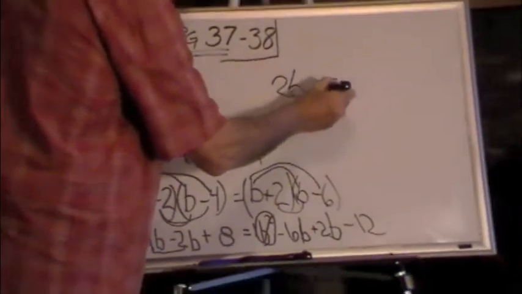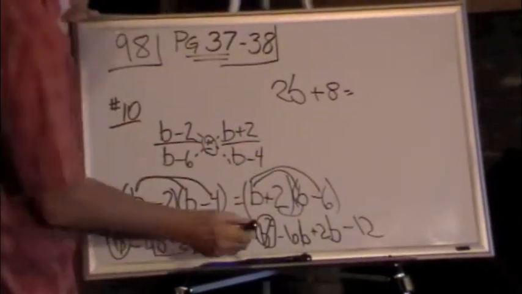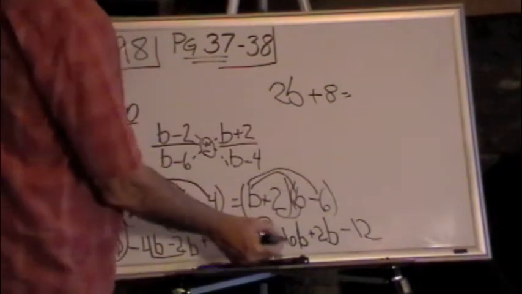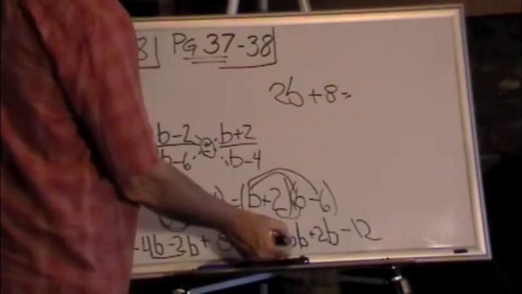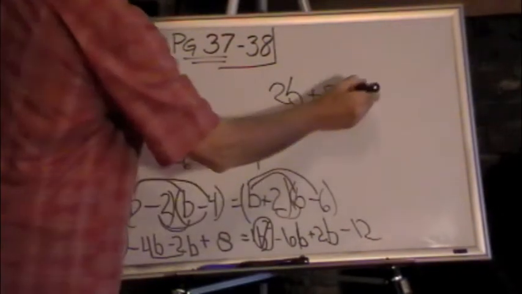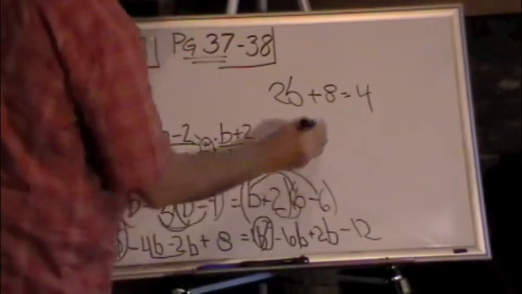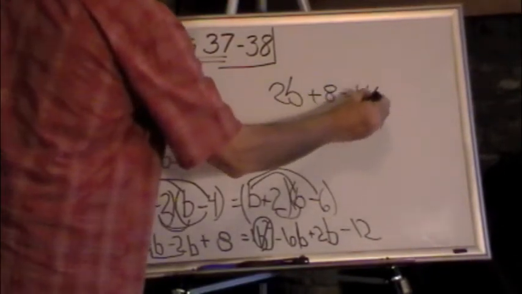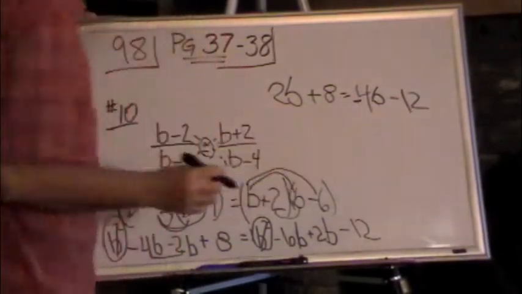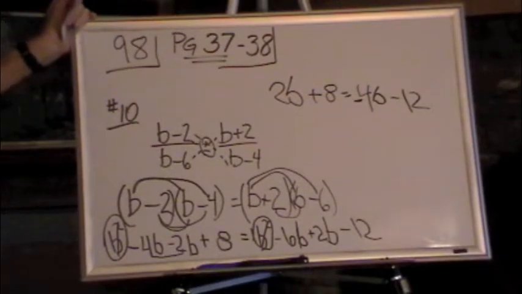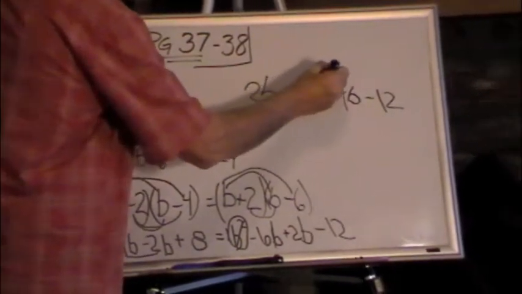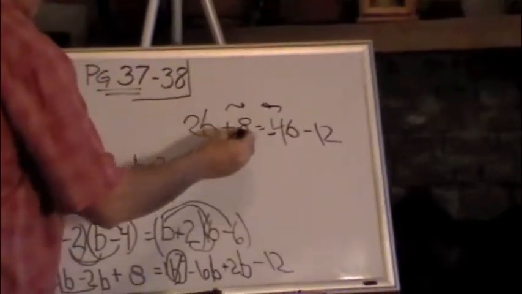Plus 8 equals what? You've got a negative 6 and a plus 2. The negative sign on the 6 is the larger one. So 2 from 6 is 4, but it's a negative 6, so it's a minus 4B minus 12. Is that getting complicated yet? It's trying to. Watch this. Now look, why don't I move this over here, and I move that one over there.